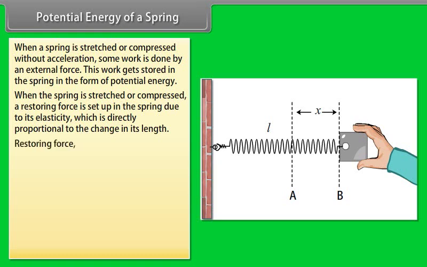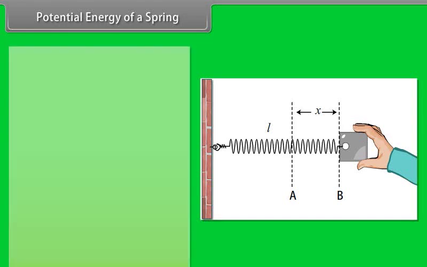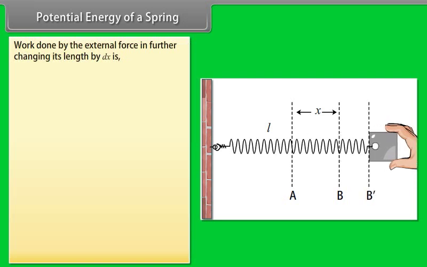The restoring force is given by F is directly proportional to x. F is equal to minus kx, where k is the force constant of the spring and the negative sign shows that it always acts in the direction opposite to the change. Then, the external force required at this instant is given by F equals kx. The work done by the external force in further changing its length by dx is dW equals the dot product of F vector and dx vector, or dW equals kx dx.